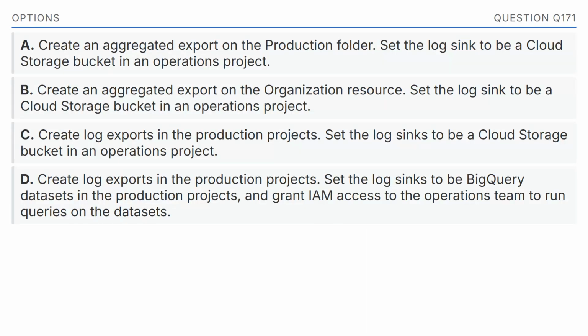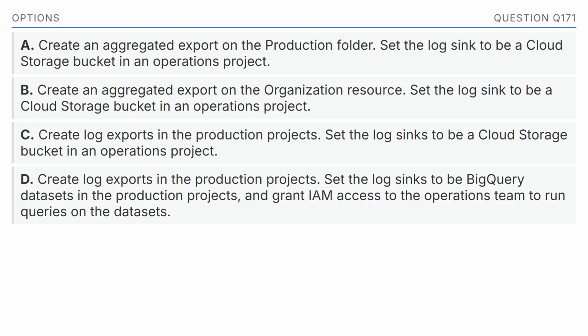The options are: Option A, create an aggregated export on the production folder. Set the log sync to be a cloud storage bucket in an operations project. Option B, create an aggregated export on the organization resource. Set the log sync to be a cloud storage bucket in an operations project. Option C. Create log exports in the production projects. Set the log syncs to be a cloud storage bucket in an operations project.